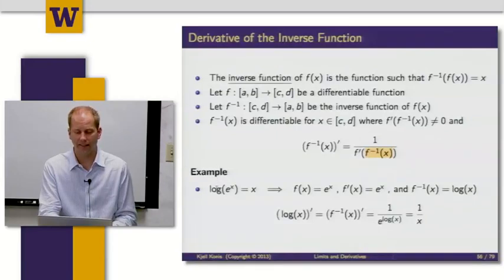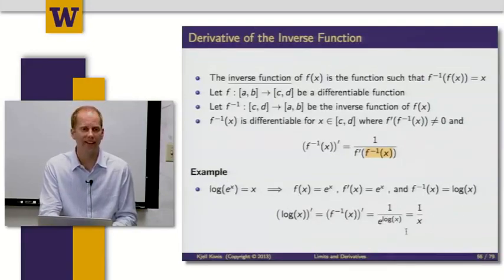And so just like we had log of e to the x was x, here I have e to the log of x is also x. And so that tells me that the derivative of the logarithm is 1 over x. And again, you could ask Wolfram Alpha what's the derivative of the logarithmic function, and it's going to tell you it's 1 over x.